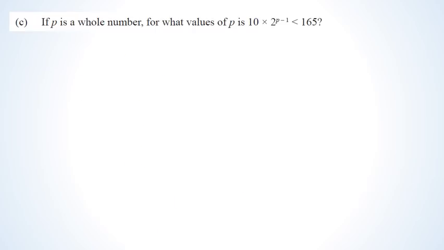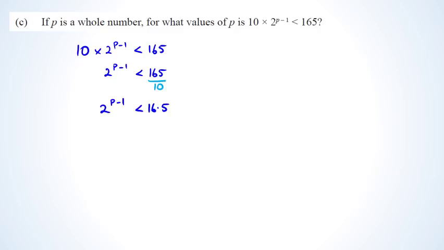All right guys, so question 2c says: if p is a whole number, for what values of p is 10 times 2 to the power of p minus 1 less than 165? So we're dealing with exponents again, and the first thing I would do is get rid of the 10. So I would rewrite this as 2 to the power of p minus 1 is less than 165 divided by 10, because the 10 comes to the other side and becomes divided by 10. And 165 divided by 10 is 16.5. So we've got 2 to the power of p minus 1 has to be less than 16.5.